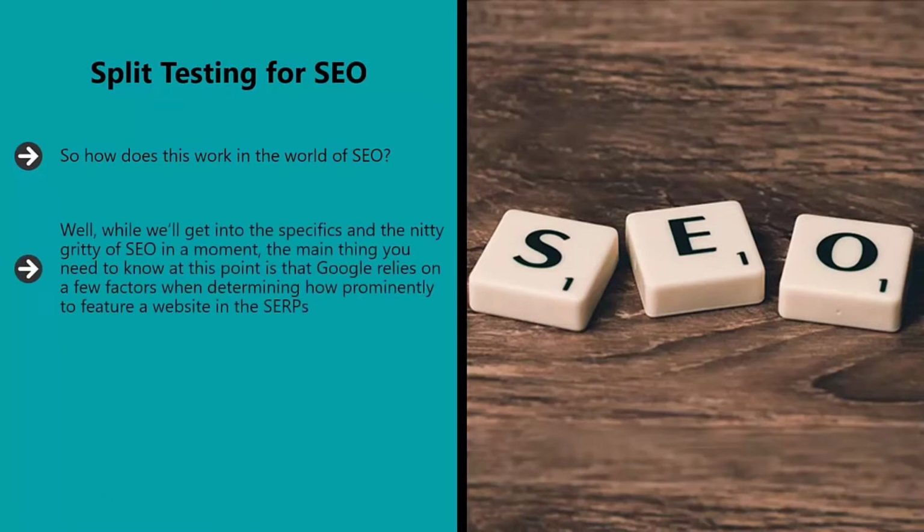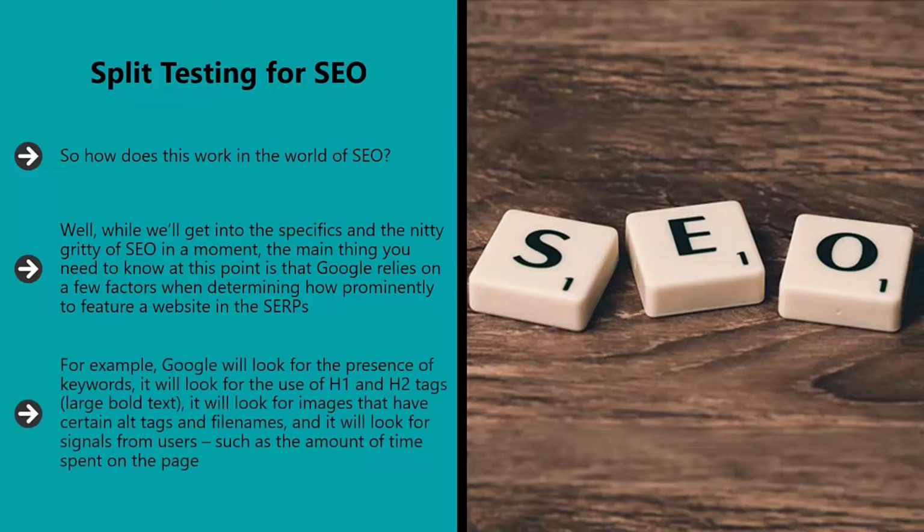Well, while we'll get into the specifics and the nitty-gritty of SEO in a moment, the main thing you need to know at this point is that Google relies on a few factors when determining how prominently to feature a website in the SERPs. For example, Google will look for the presence of keywords. It will look for the use of H1 and H2 tags, large, bold text. It will look for images that have certain alt tags and file names, and it will look for signals from users, such as the amount of time spent on the page.